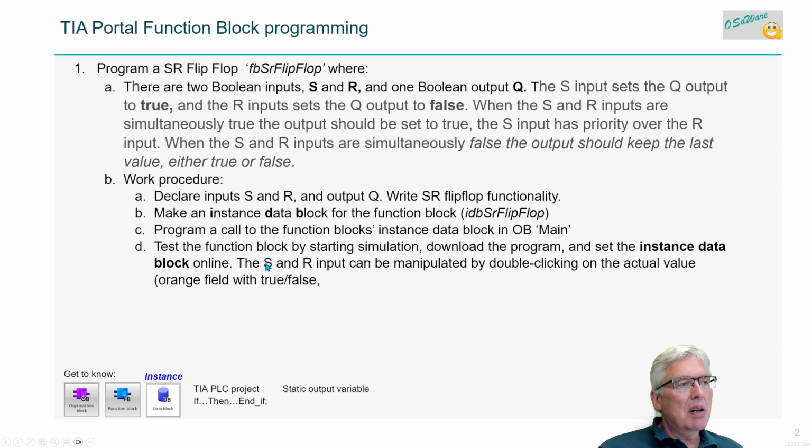Yeah, so you can double-click in the instance data block. There's a check, guys. And what do you get to know? The function block that we have to write, an instance data block, and in the project, an if-then, and I think we have to use a static output variable.